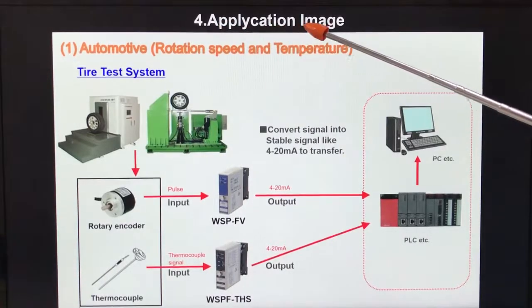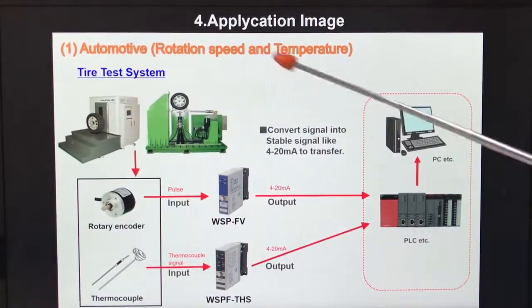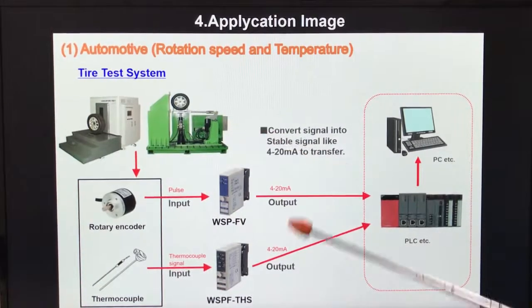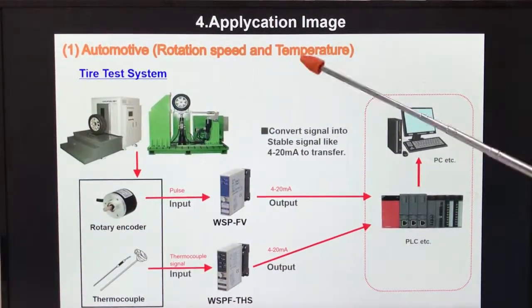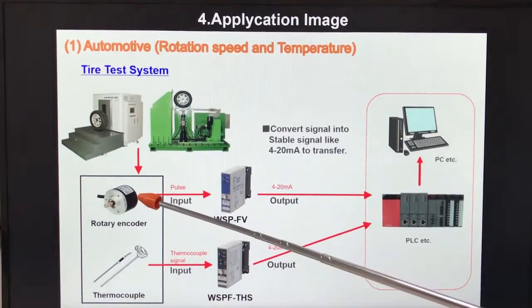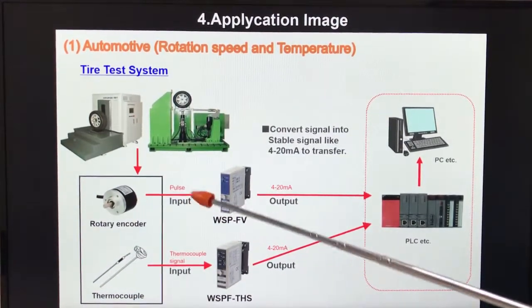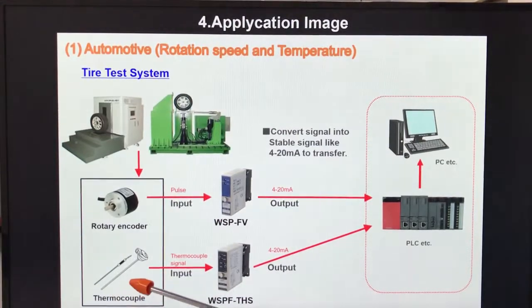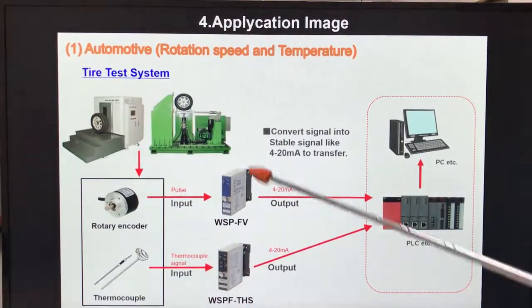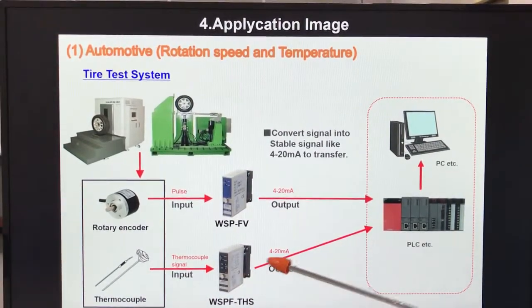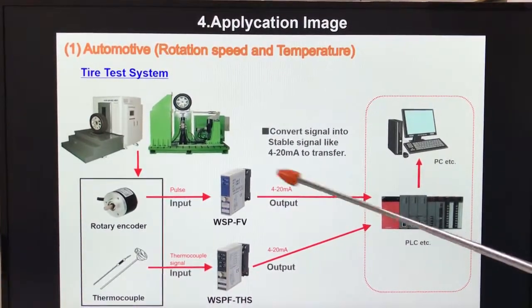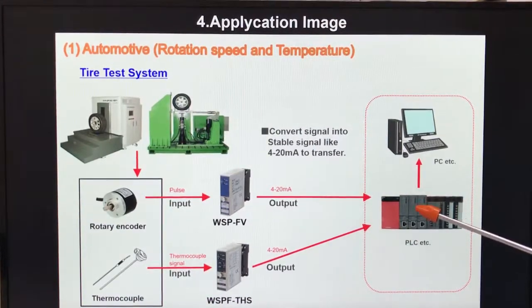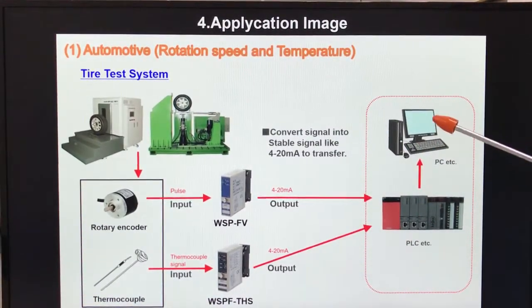Chapter 4, application image. This is an example of a tire testing system. They are monitoring rotation by rotary encoder and the temperature by thermocouple. Signal from the rotary encoder is a pulse, and the thermocouple signal can also be converted to 4-20 mA to transfer to the PLC, and the PLC will do some adjustment to this system and at the same time record it in the PC.